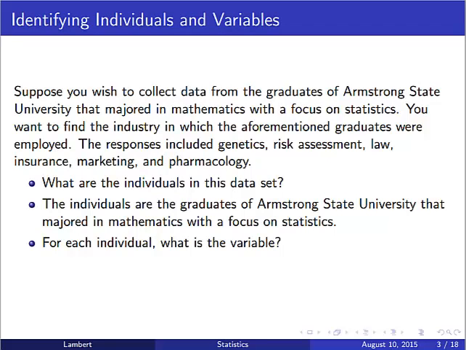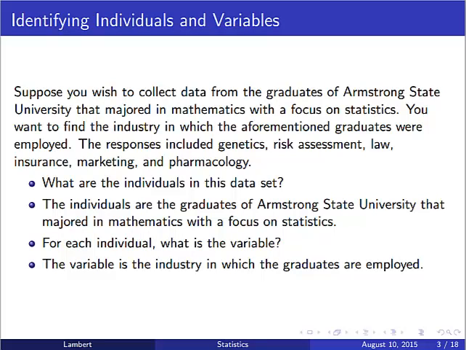Next question, for each individual, so we have all those individuals graduating in mathematics, what's the variable that we're actually looking at? So what's the thing, the way I try and think of it is what is changing? The thing that's changing is the industry in which they're employed. If you notice, we have different responses: genetics, risk assessment, law, insurance, marketing, pharmacology. All of those are different types of places they're employed. So the industry in which we're having our graduates employed, that happens to be our variable.